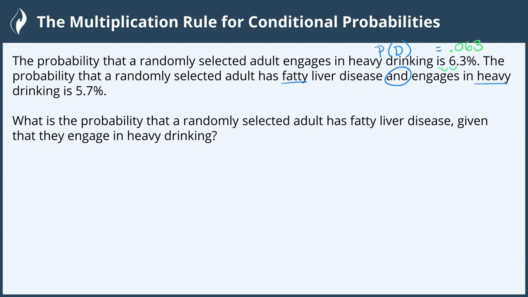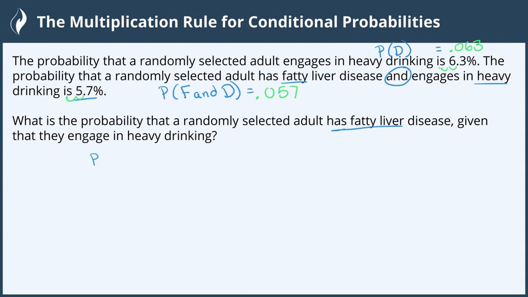The second sentence says the probability that a randomly selected adult has fatty liver disease and engages in heavy drinking is 5.7%. So this is the probability of fatty liver disease, let's use an F for this, and is a heavy drinker. Put a capital D. And we were given 5.7%. Again, changing this to a decimal by moving it 2 place values to the left gives us 0.057.